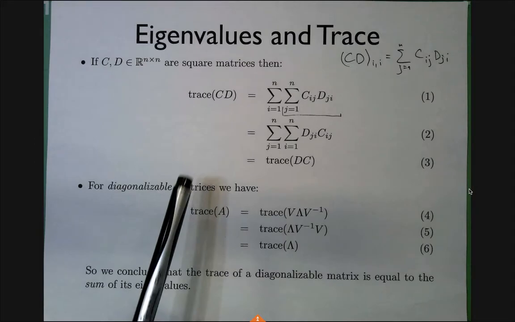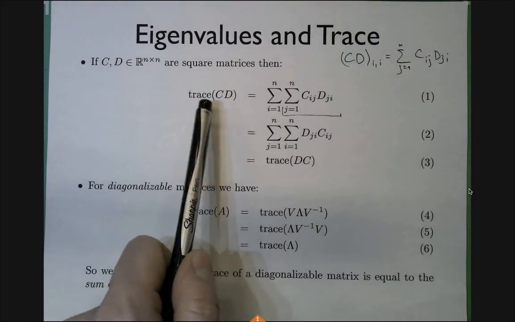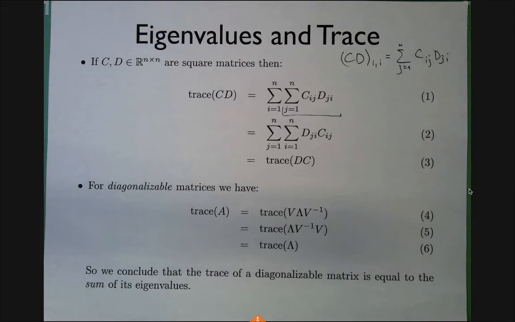So even though CD is in general not equal to DC, by the way, under what circumstances does matrix multiplication commute? Inverses of each other? Yes, that's true. That's one case. Huh. So maybe I don't know the full answer to it.